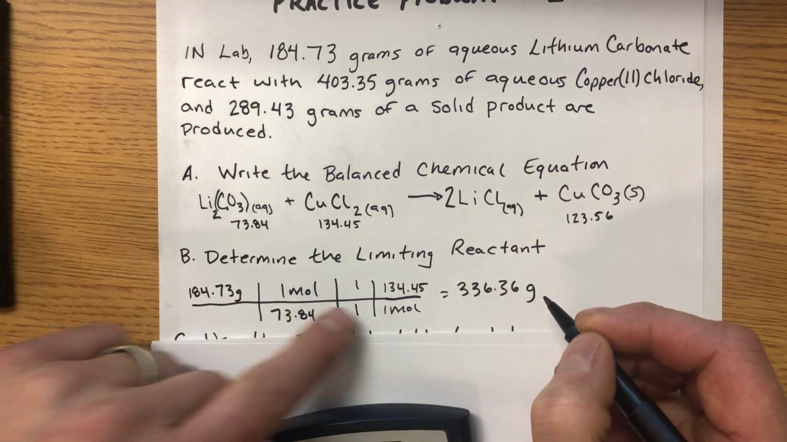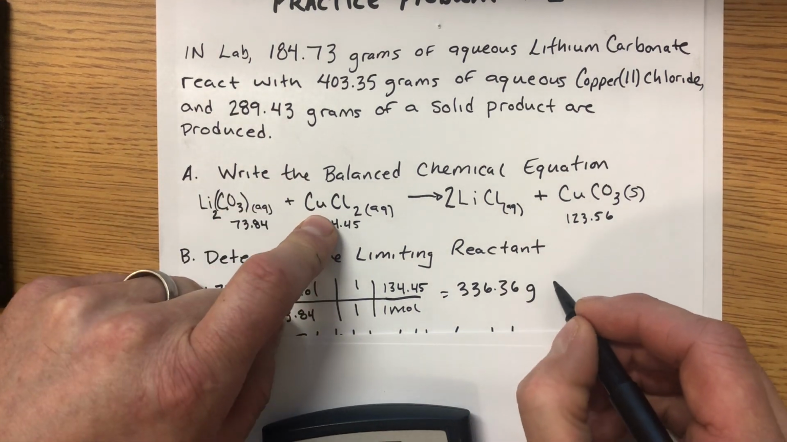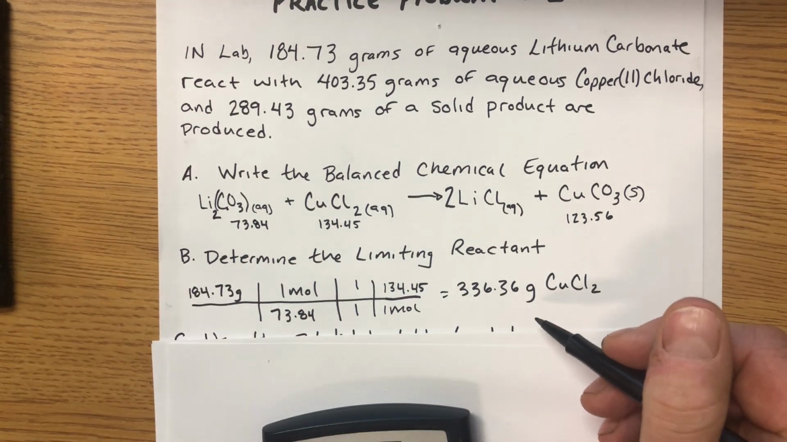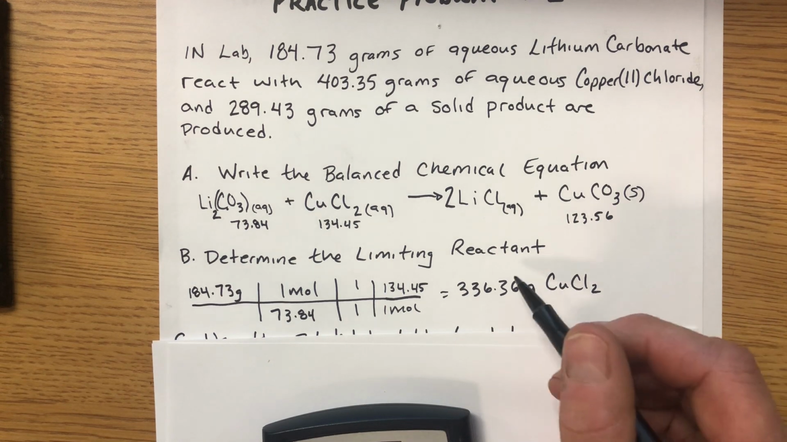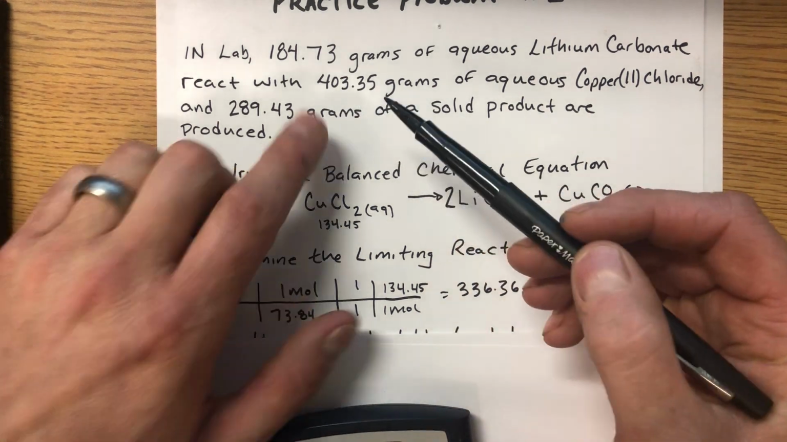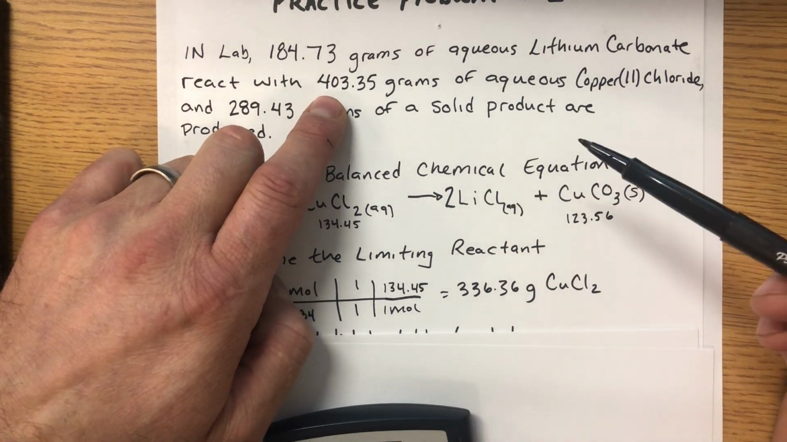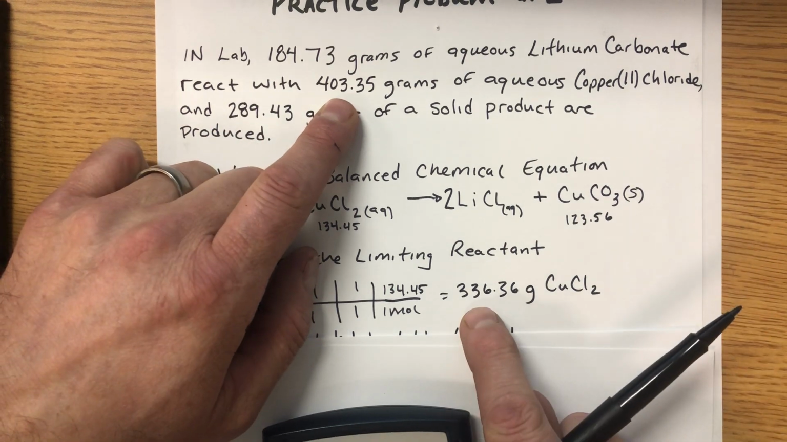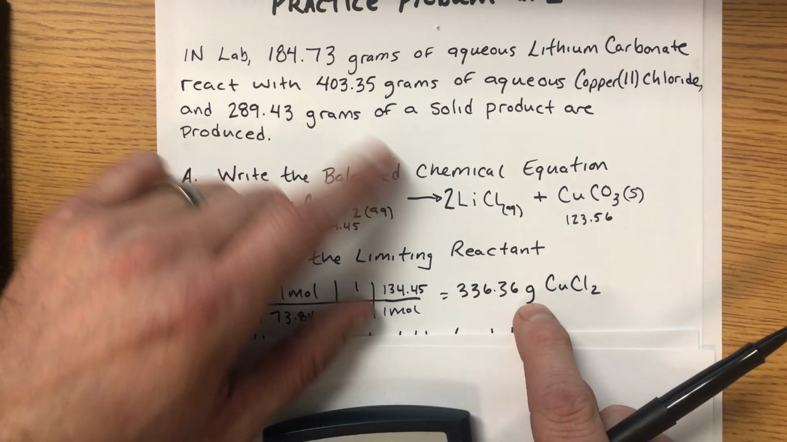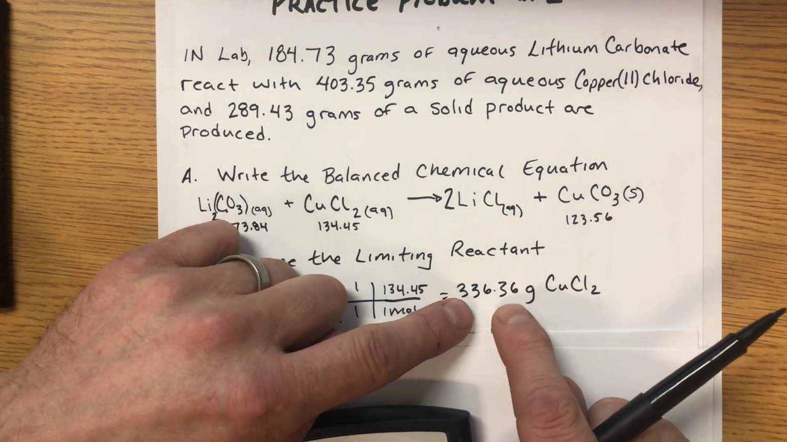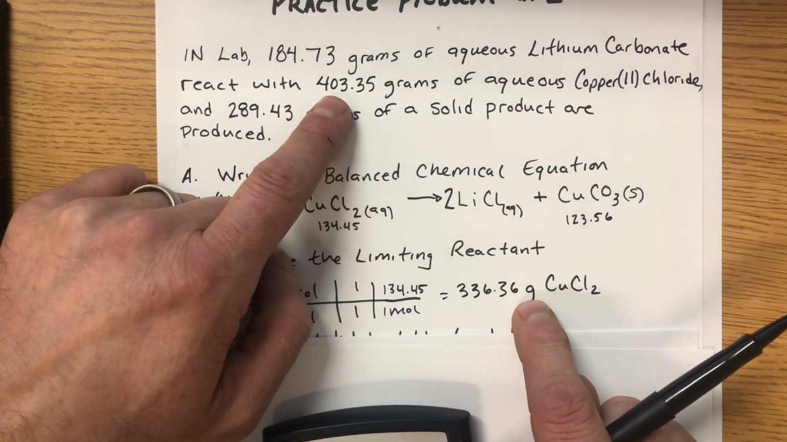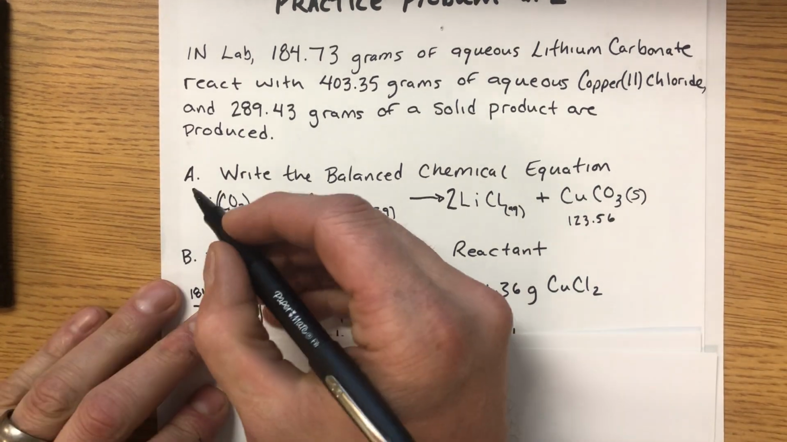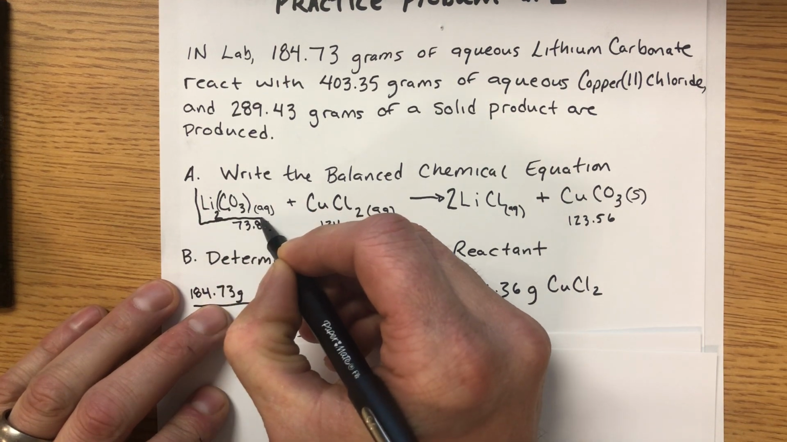And that's grams of chemical B, which is copper 2 chloride, CuCl2. Now we've got to determine which of these two reactants is in short supply. So we go back to the problem, and we have been given 403 plus some grams of copper chloride, and it's only going to take 330 grams of it. So that's nice. Much less is required than has been given. That means our chemical A is our limiting reactant. So lithium carbonate is our limiting reactant.